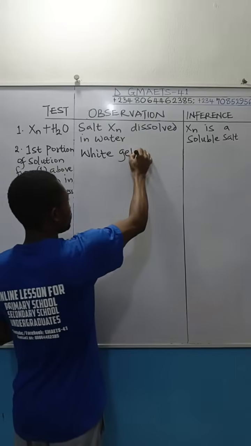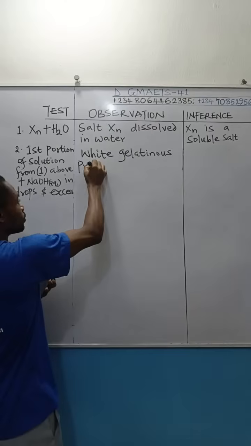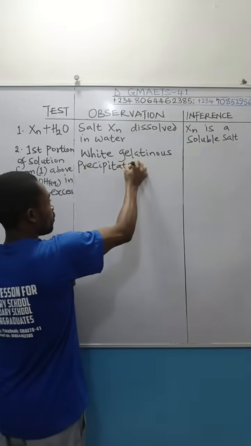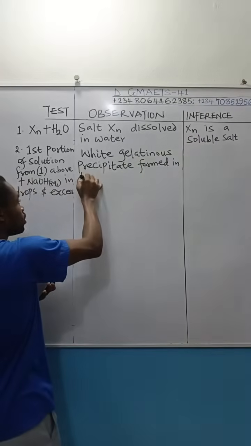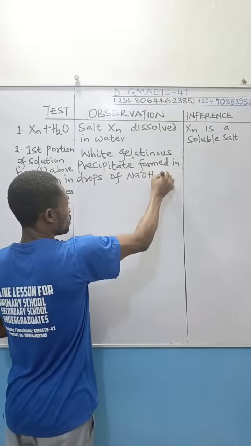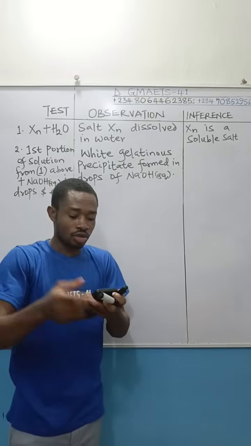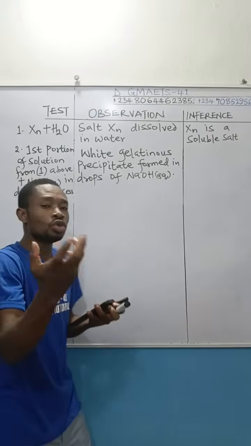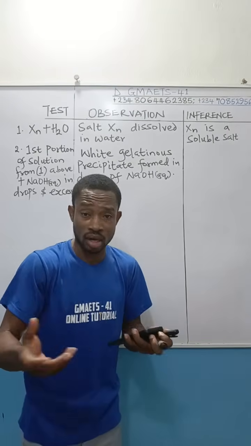gelatinous precipitate. White gelatinous precipitate formed in drops. You must indicate in drops of sodium hydroxide, aqueous. It's a solution, so you put aqueous. Can put full stop. Remember, you were asked to add in drops and in what? Excess. So in drops is for you to see the precipitate. Are you following? To find out whether a precipitate is going to be formed or not.